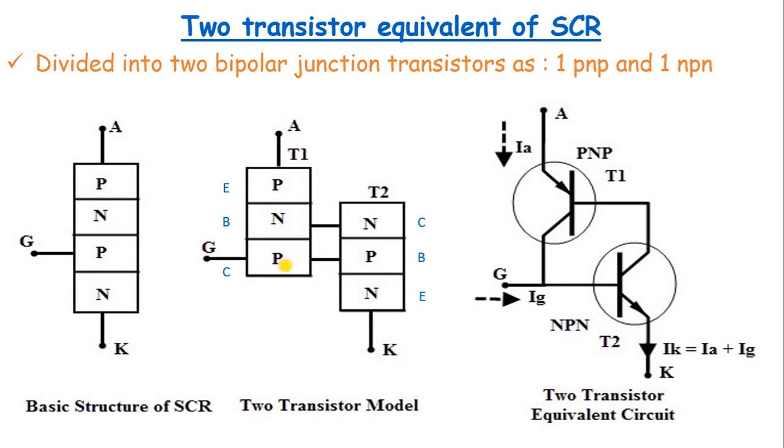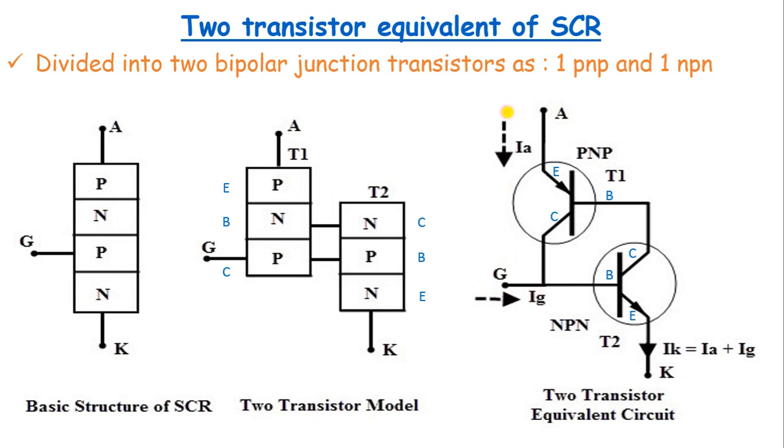Basically this p-type material is a single p-type material, but in the 2 transistor model, we split that into 2 halves. One is the collector of PNP, another one is the base of the NPN transistor. So we need to identify and mark where the collector of PNP and the base of the NPN are joining or meeting. This is the collector of PNP, this is the base of the NPN transistor. So we can mark the gate terminal here.